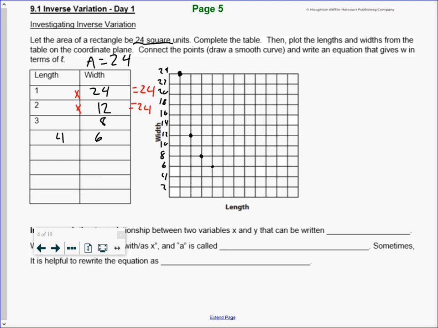After 4, I can say my length is 6, and I have a width of 4. So right about here. And now my length is 8, I'll have a width of 3. So right about right here on the graph, my length is 12, I have a width of 2. So 12, 2. That's the end of my graph. And when my length is 24, I have a width of 1.